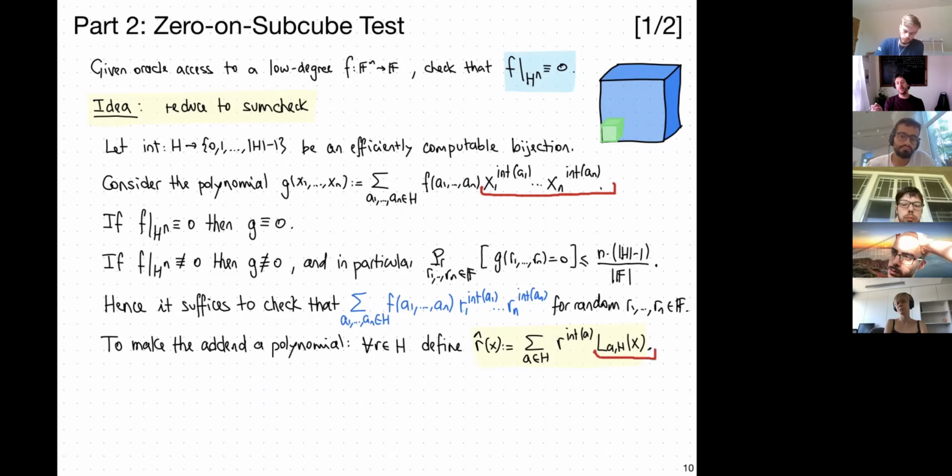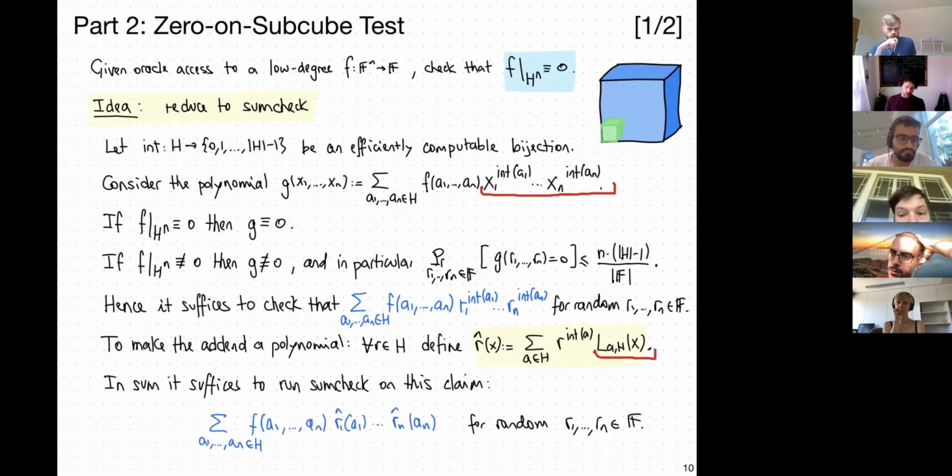The Lagrange polynomial is the polynomial which indicates whether a certain element takes a certain value. So this is the polynomial where, if you have an element a in H, it would give this thing. It's a way of extending a cube in a way that would identify on this point. Okay, so we do this, and to summarize, all we want to do is to run the sum check protocol on this low degree polynomial.